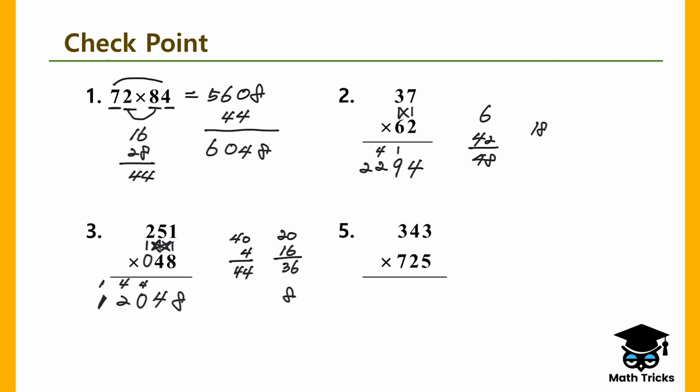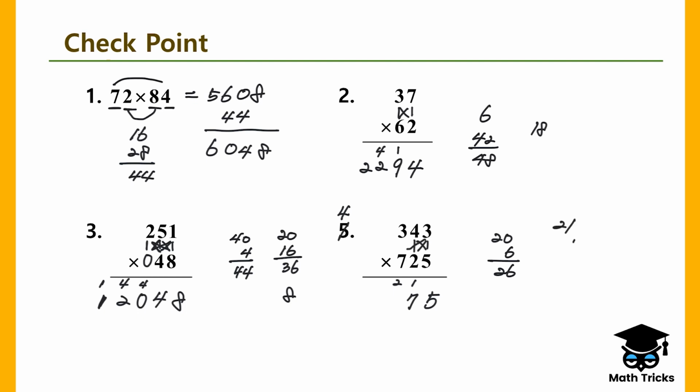Number 4. This is actually number 4. We have 343 times 725. So 3 times 5, that's 15. So 5 here, 1 here. 4 times 5, 20. 3 times 2, 6. So that's 26. 26 plus 1, 27. So 2 here. So we have 3 times 7, 21.